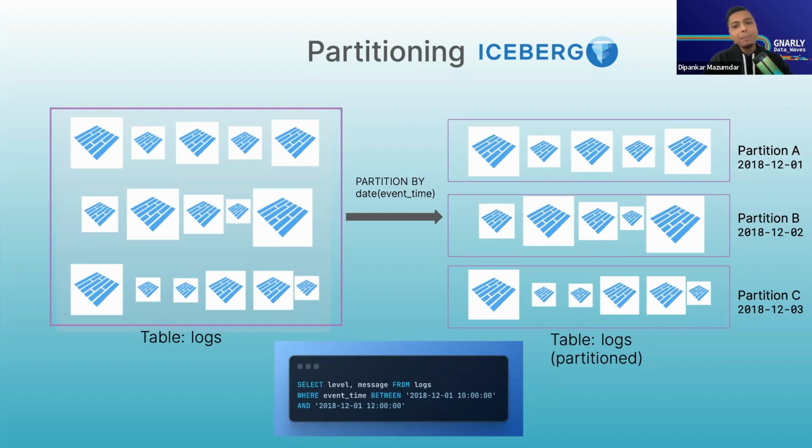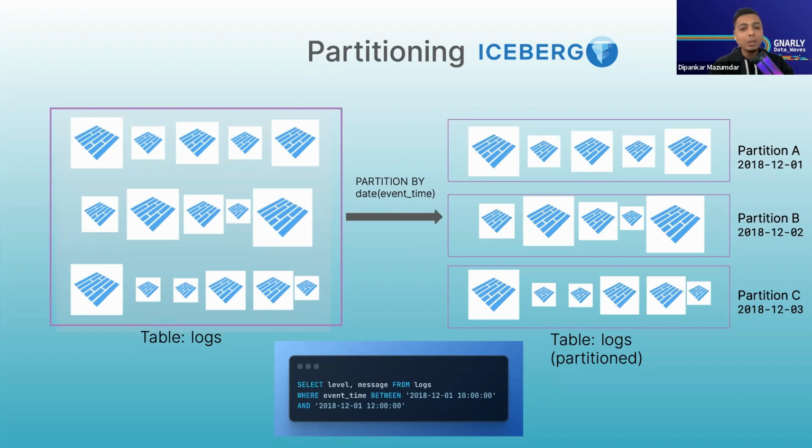But if we apply partitioning in this particular log table and partition by something like date of event time, we will have groups of log event files with the same event date. So for example, as you can see here on the right hand side, we have partition A for event date 1st December, right? Similarly, partition B for event date 2nd December, and so on. So this way we have different partitions or groups of similar rows of files.